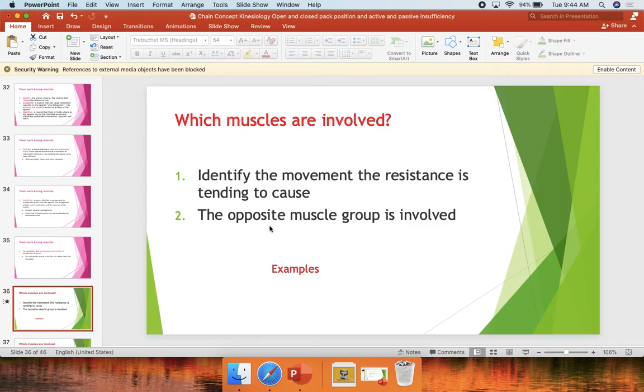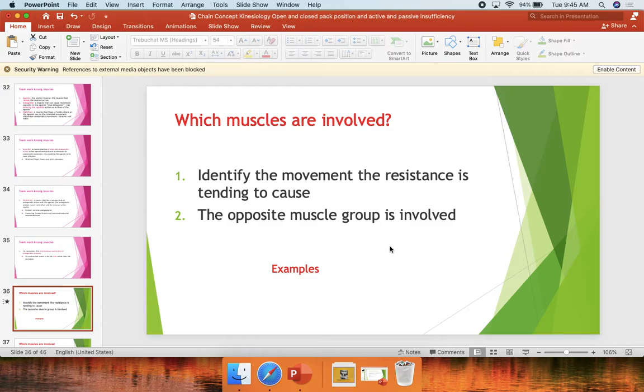Now, the second principle, the opposite muscle group is involved. So as we go to sit, we are slowly flexing our knees and slowly flexing our hips. So the muscles that are opposite of knee flexion are going to be our quadriceps. Our quadriceps are what cause knee extension. And so we know that as we sit, our quadriceps are going to be going through an eccentric contraction.